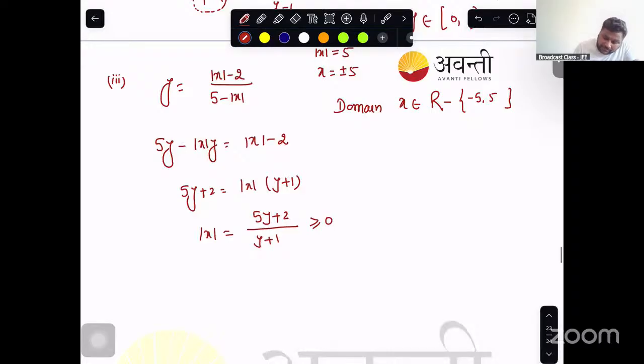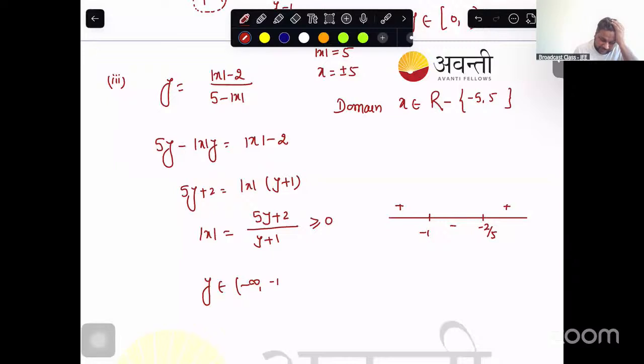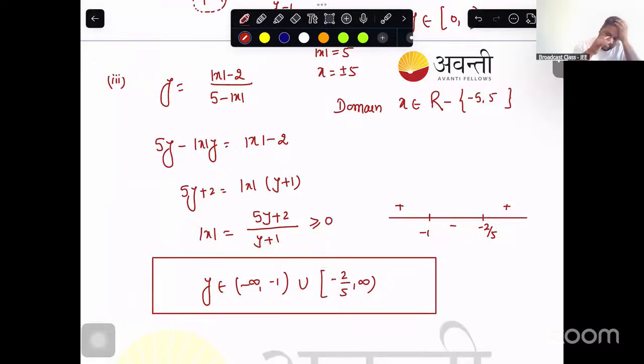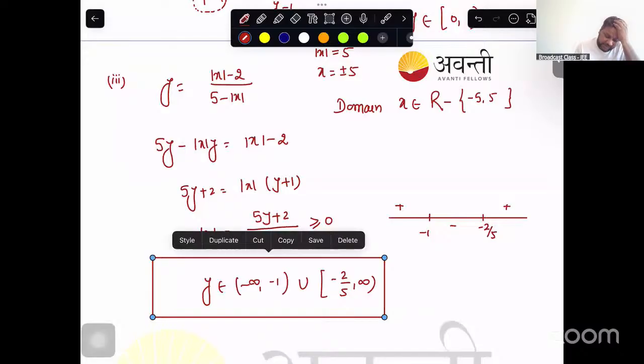Now make the number line. Mark both the zeros. One is minus 1, the other is minus 2 by 5. Now this wave will work like this. Got it? So your y belongs to minus infinity to minus 1, excluding, union, inclusive of minus 2 by 5 to infinity. And how did I decide these plus minus signs? You just put any values in between these intervals. This is your answer. Am I clear?